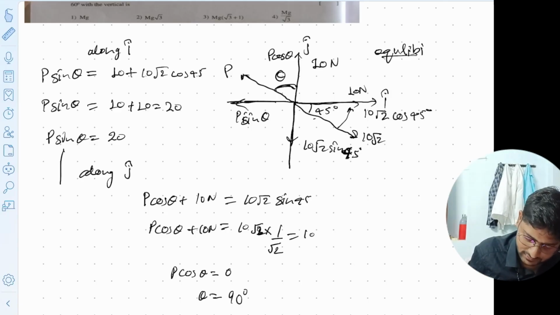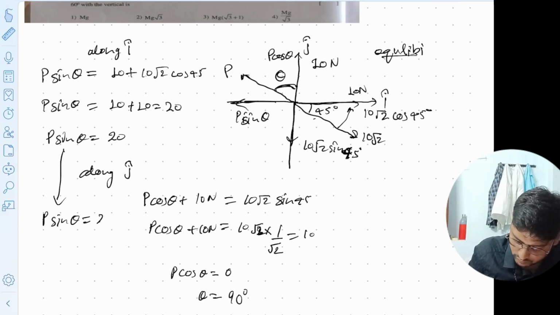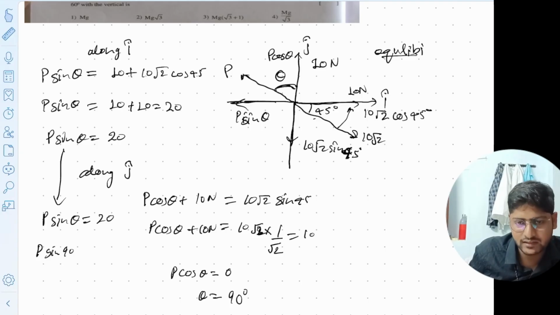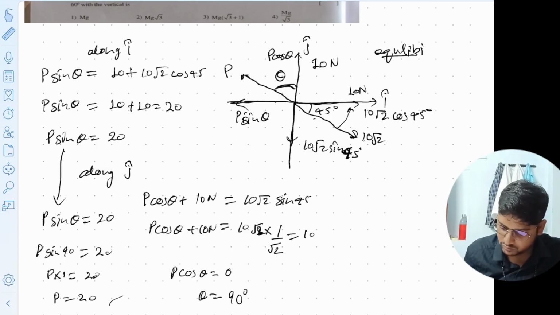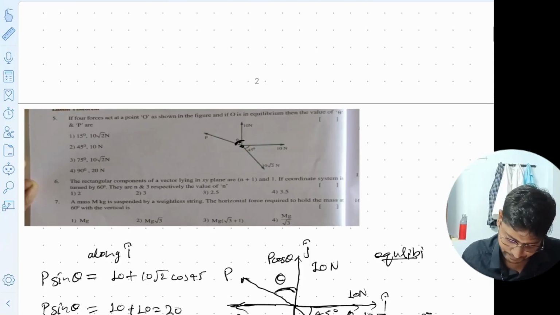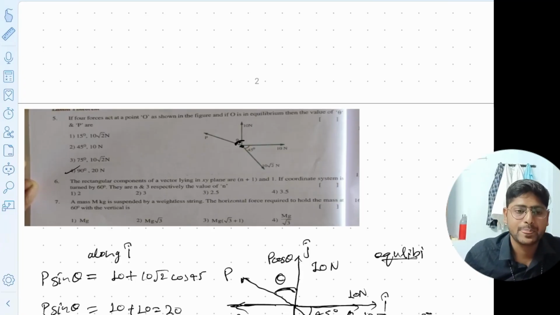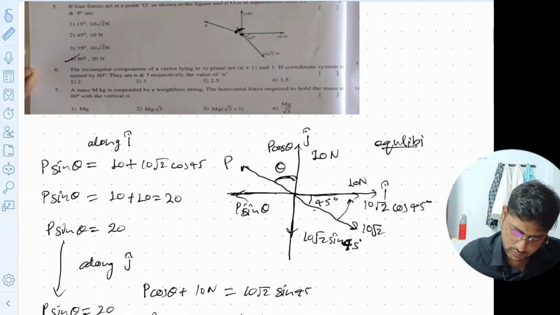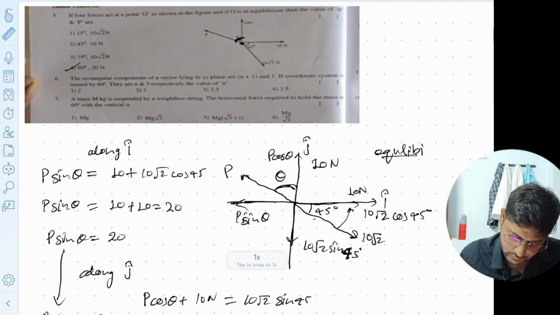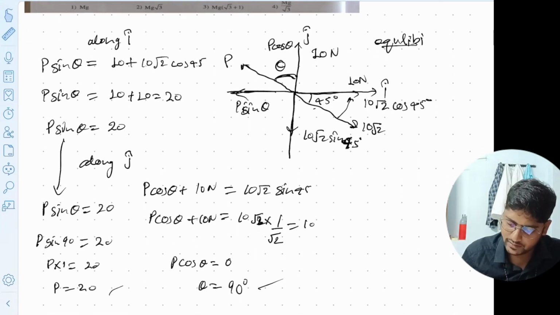Put it in P sin theta equals 20, with theta equal to 90. Sin 90 is 1, so P into 1 equals 20, which means P equals 20. So P equals 20 and theta equals 90 degrees. The fourth option: theta equals 90 degrees and P equals 20 Newton. Question number 5 completed.